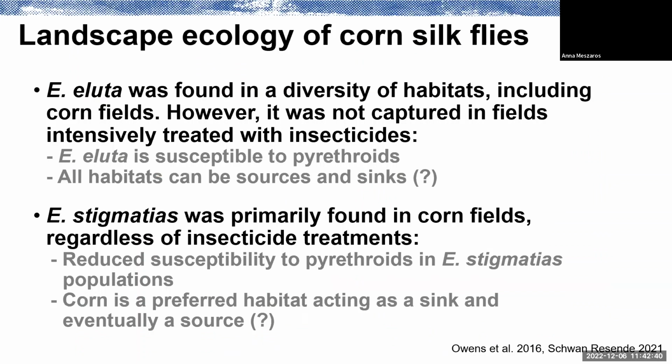So Euxesta eluta was found in a diversity of habitats, including the cornfields, but it was not captured in the fields that were intensively treated with insecticides. We know it's susceptible to pyrethroids, so it's not really a management issue. And then at the landscape level, you probably have all habitats that can be sources and sinks. So we have to consider everything.